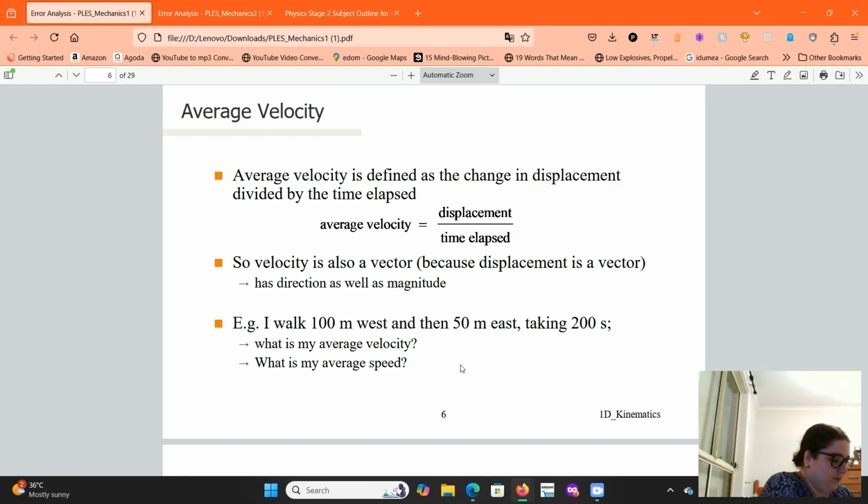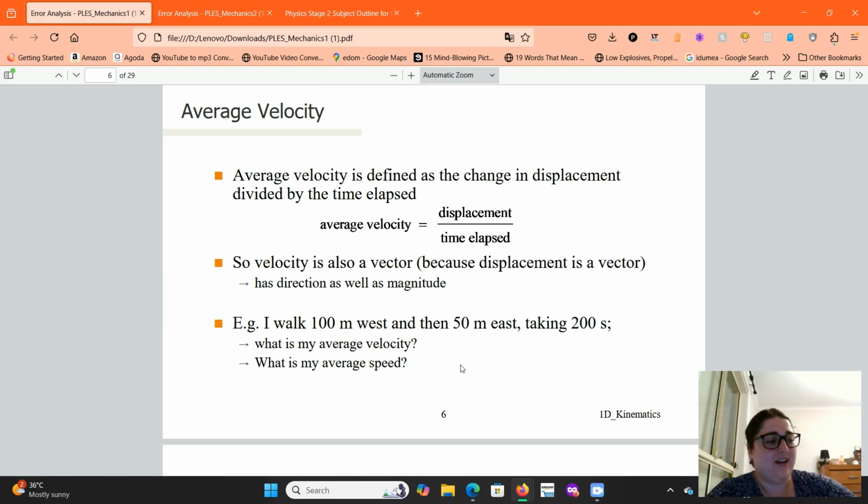There's negative 0.25 meters per second. You can either just leave it at negative 0.25 or at 0.25 meters per second west. Do not forget your units, do not forget your direction, especially when you are working with vector quantities.